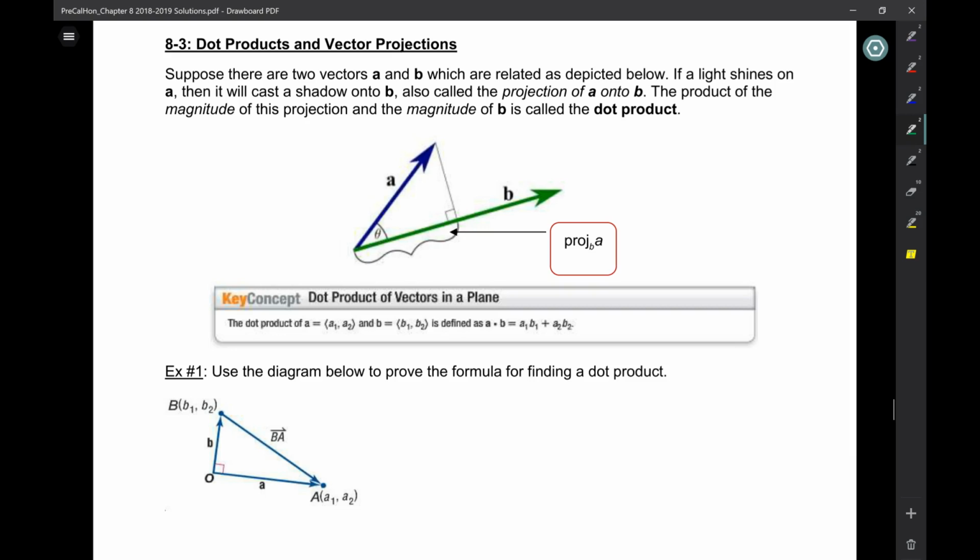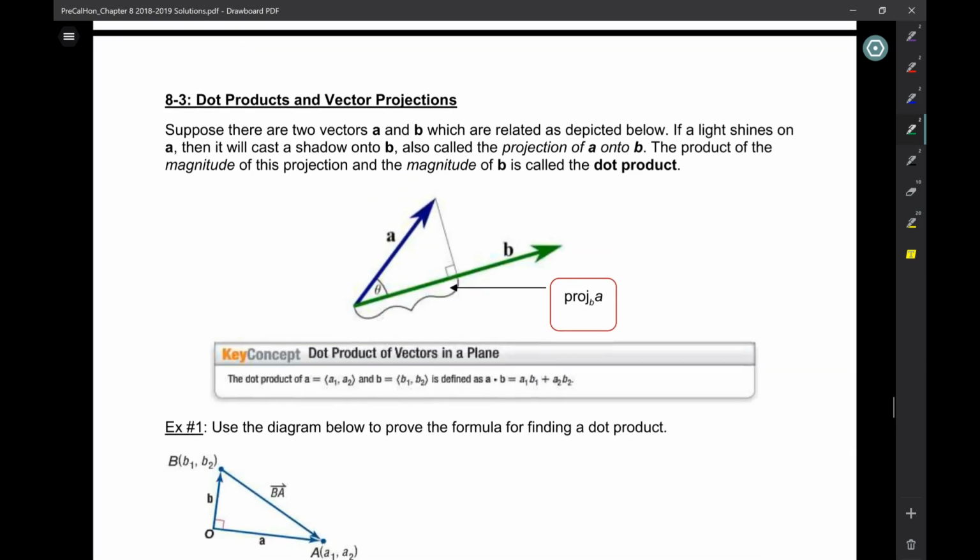This one, 8.3, is now moving on one or two steps more, right? This is not on the quiz. Correct, this is not on the quiz. So we're talking about dot products, and we're talking about vector projections. At the end of the day, in the real world, it's all about dot products, okay?